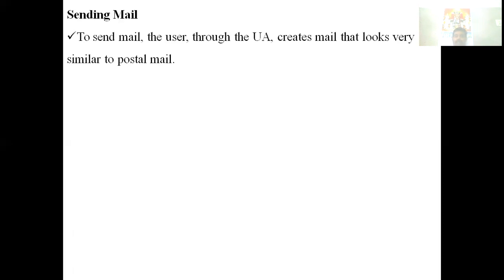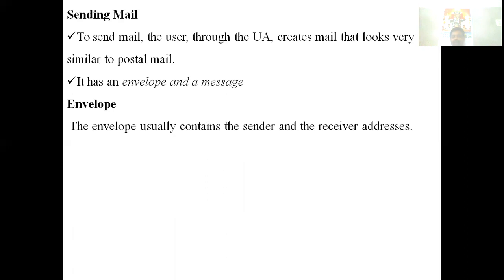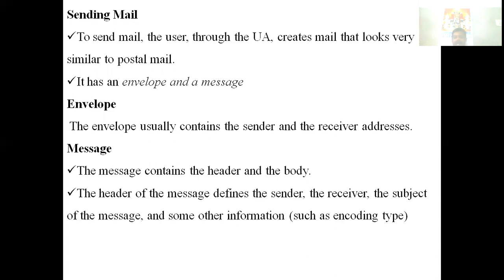Sending a mail. To send mail, the user, through the user agent, creates mail that looks similar to post mail. So if you want to send mail, then you have to create one mail. It has two things: an envelope and a message. What is the envelope? The envelope usually contains the sender and receiver address, from whom it is coming and to whom it is going. The message contains the header and the body.